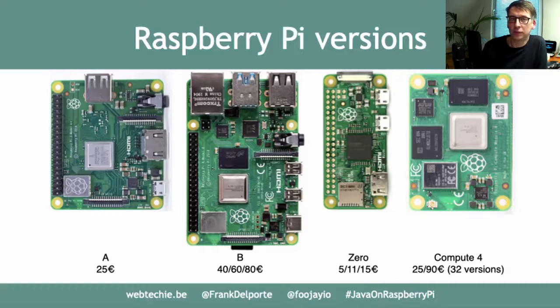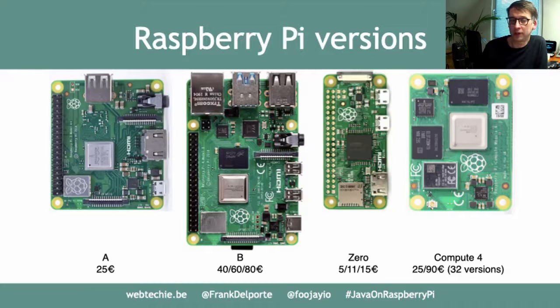You have it in 4 different versions with 1, 2, 4, or 8 gigabytes of memory, and the cost is up to 80 euros. And you can attach two 4K displays to it. You have network, you have USB-C, you can connect a camera, a lot of possibilities.